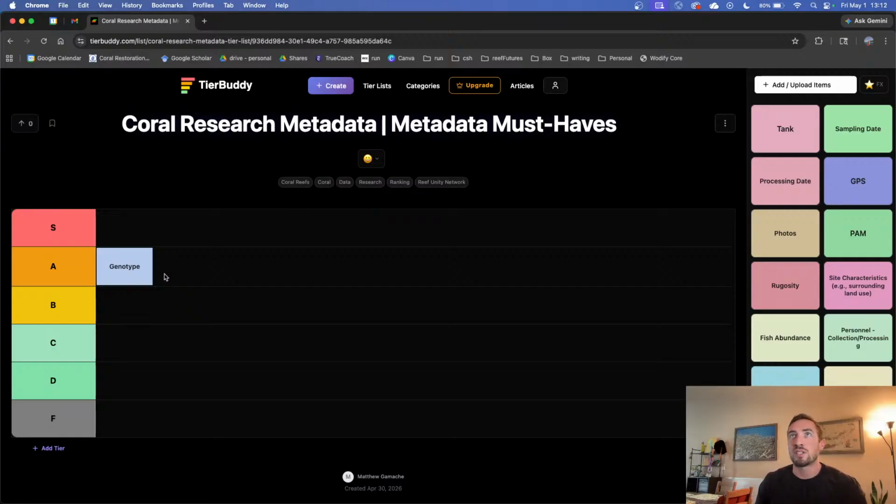Not all coral research is done with the host and symbiont. Sometimes you are looking at grazers, sometimes you're looking at holistic reef metrics, like benthic cover. We probably don't need genotype for that. So I'm putting it in A tier for now. If your study is using coral hosts or symbionts, you probably want to know the genotypes. So I'm not putting it in S tier because it's not always used.